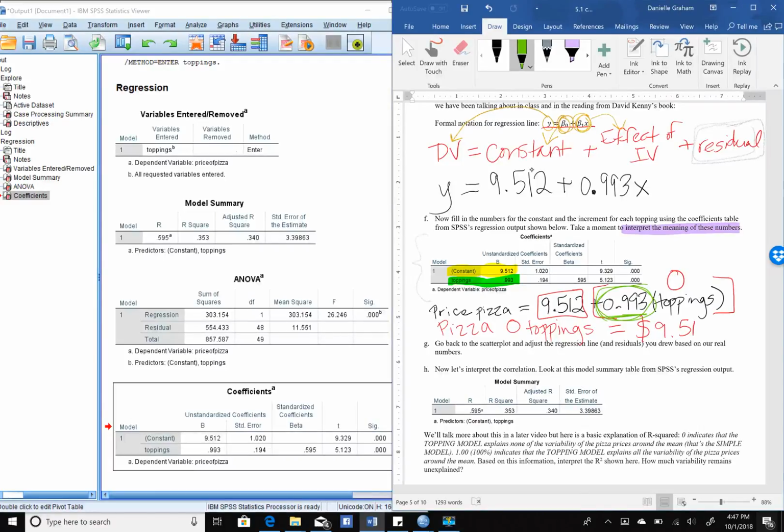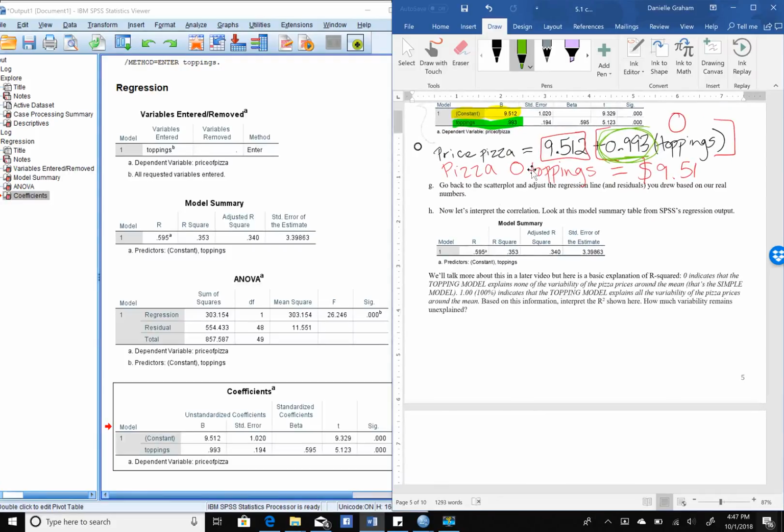Okay. So we can interpret the constant as whatever the thing is we're predicting when our independent variable is set to 0. The number b sub 1 that's associated with our independent variable, that's the effect of that independent variable. That's our slope. That's how much our DV is going to change if we change our IV, right? Add 1 topping means add 0.993 to the price of the pizza.